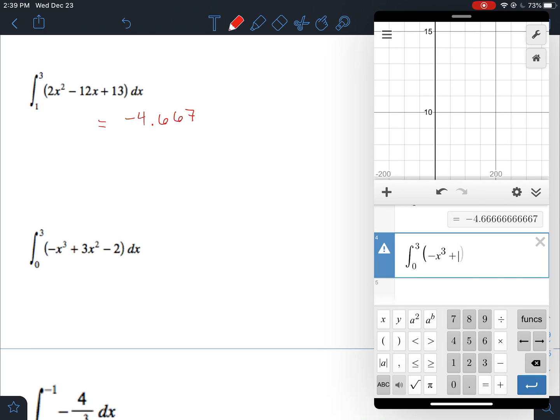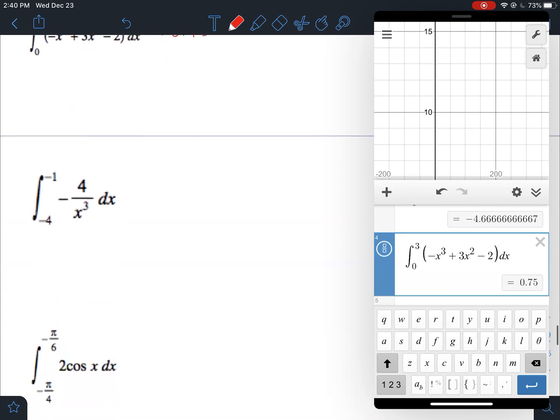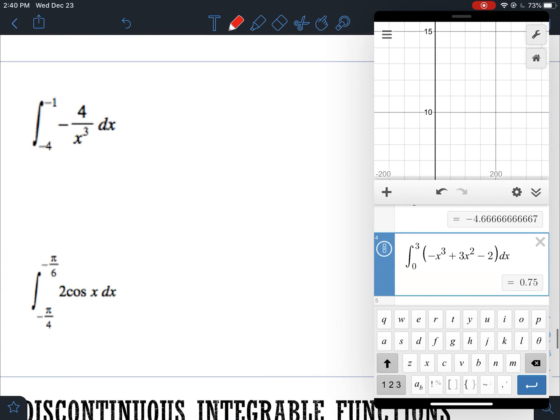On the next one, function, miscellaneous, and then we are going to integrate from 0 to 3, and then parentheses, negative x cubed plus 3x squared minus 2, and then parentheses, and then dx, and then we get 0.75.